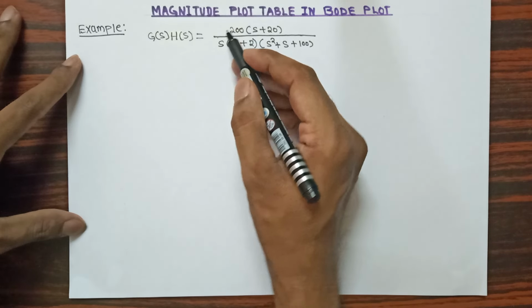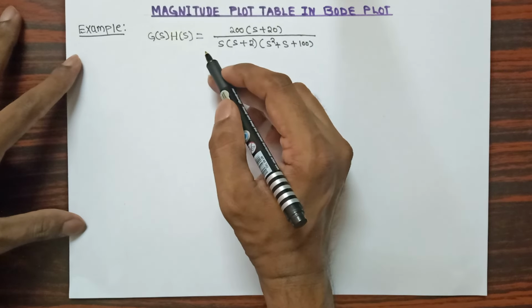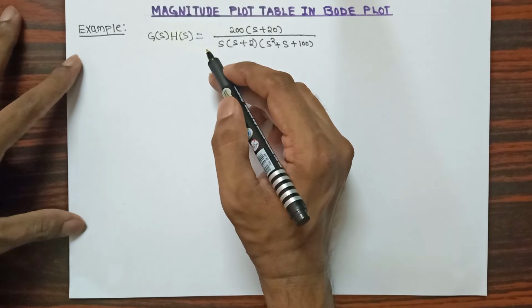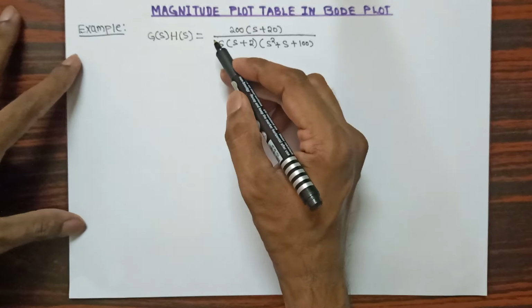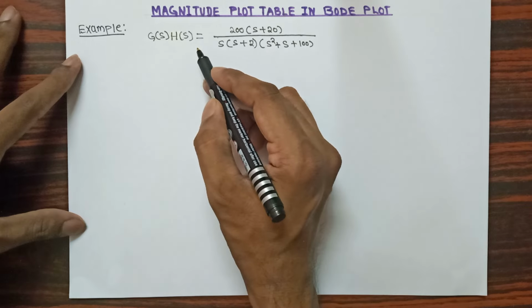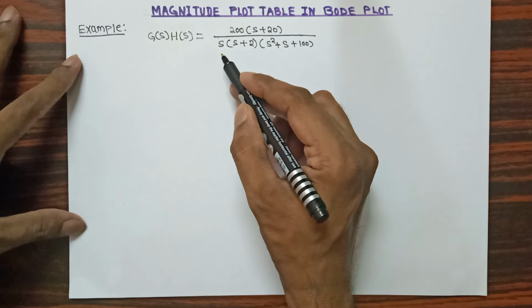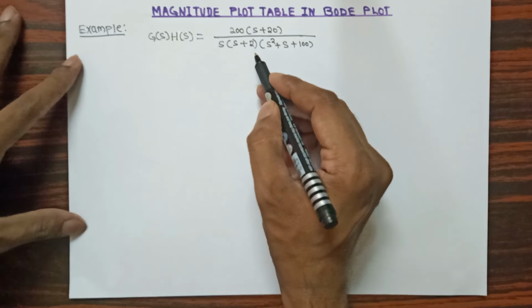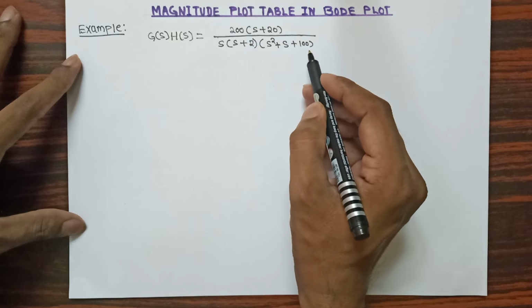Today we are going to discuss the magnitude plot table in Bode plot. To form the magnitude plot table, here we have considered the example of the open loop transfer function, that is G(s)H(s) is equivalent to 200 into (s plus 20) divided by s into (s plus 2) into (s square plus s plus 100).